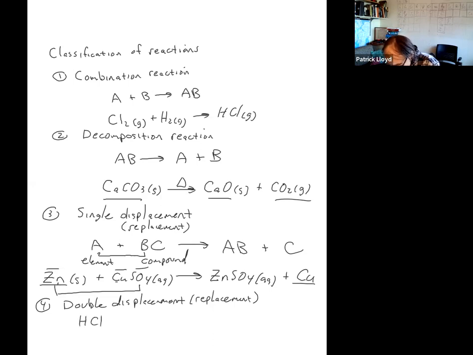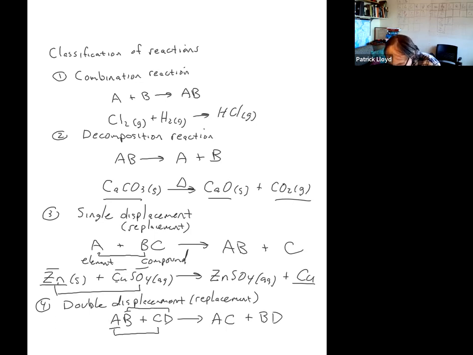Oh, let me show you the general formula. The general formula is AB plus CD. So each reactant has two parts. Okay, so now the A is going to go with the C, and the B is going to go with the D. Okay, so an example of that.